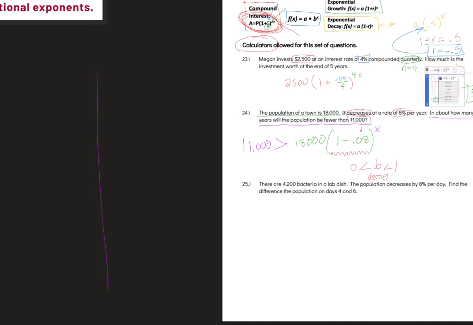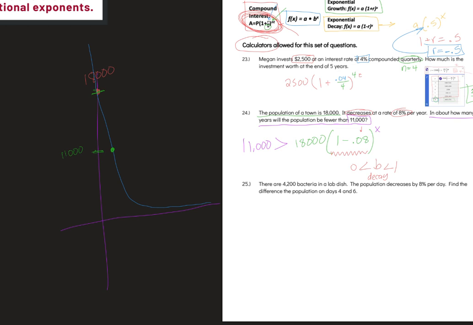I know that sounds a little strange, but here's the idea. We know it's decay, right? And 18,000 is actually our starting point, right? So it's going to decay like this. It's going to go boom, and then it's going to approach 0 and then level off, right? So they're wanting to know, at what point is it below 11,000? So we want to know that dot.